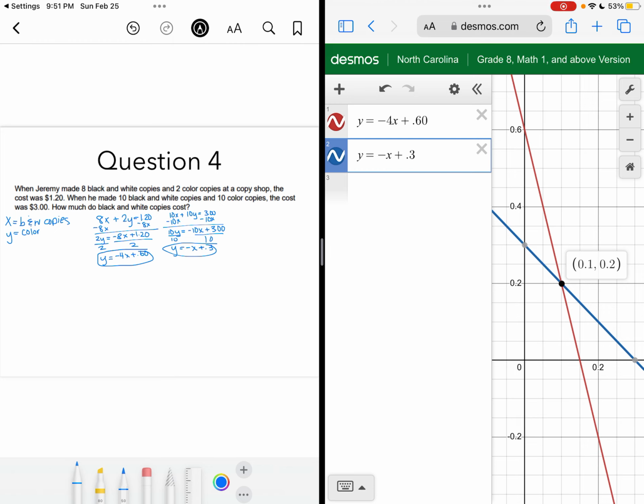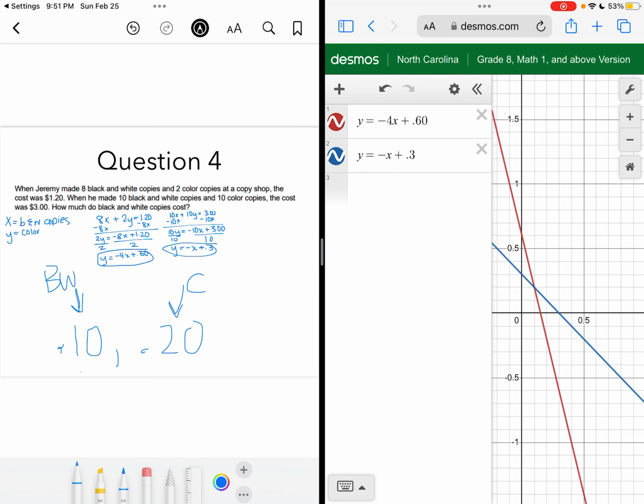I get 0.1, so that's 10 cents and 20 cents. So I know x is for the black and white copies, and y is for the color. So I know that the black and white copies cost 10 cents each. All right.